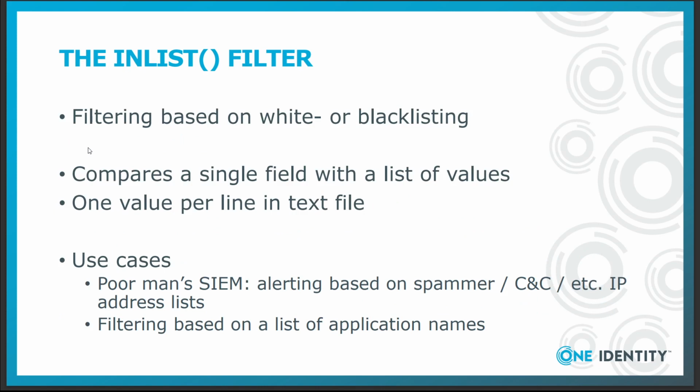The inlist filter filters log messages based on white or blacklisting. It compares the content of a single field with a list of values. These values are read from text files. There is one value in each line. There are several use cases for the inlist filter. The original idea came at an info security conference. The inlist filter can be a poor man's SIEM system. You can download various IP address databases, which list spammers, malware command and control hosts, or similar databases. Using the lists, Syslog-ng can alert in real time when there is a match. Another possibility is filtering based on a list of application names.